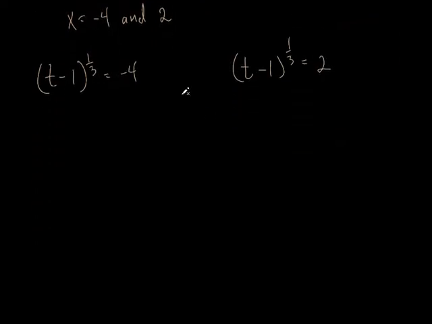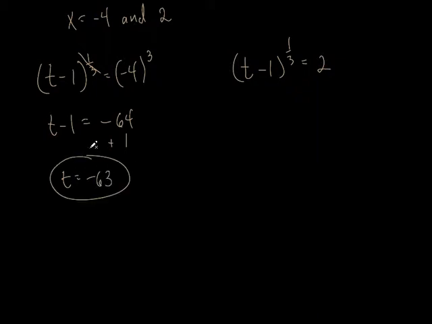We good? All right, let's do the math. Let's get rid of this 1/3. It's the exponent. How do I get rid of that? Take it to the 3rd power. Cube it. That'll get rid of it here, but I have to take this to the 3rd power as well. So I got t minus 1 equals negative 4 to the 3rd. Negative 4 times negative 4 times negative 4: negative 4 times negative 4 is 16, 16 times negative 4 is negative 64. Add a 1, and what do you get? Negative 63. So that's one of my answers.